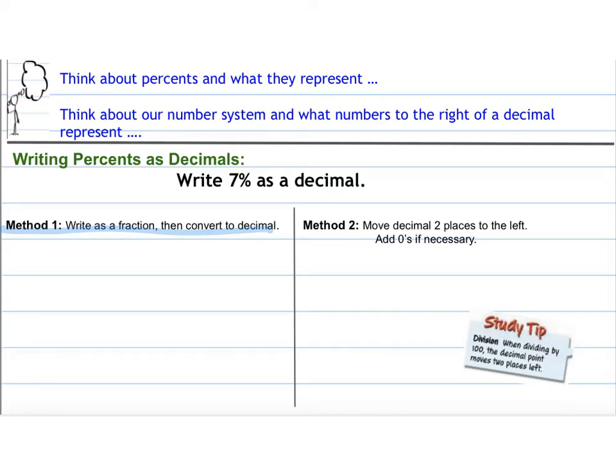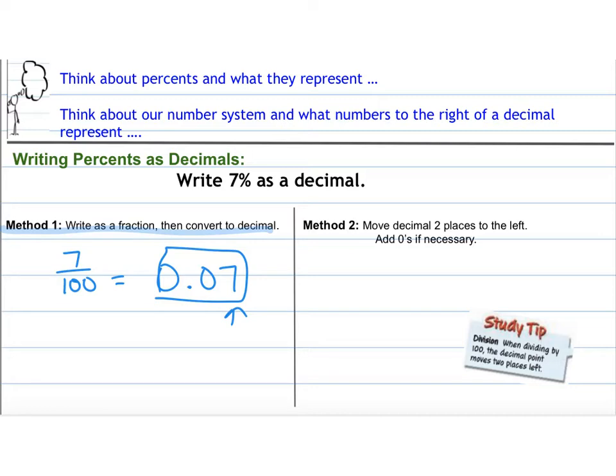So 7%, remember percents are always out of 100. So as a fraction, that would be 7 over 100. Then convert that fraction to a decimal. If I read that number, 7/100ths, I could then write it as a decimal with the 7 ending in the 100th place. If I read this decimal, I would read that as 7/100ths, which is equivalent to the fraction 7 over 100. So take the percent, write it as a fraction, and then convert the fraction to a decimal.